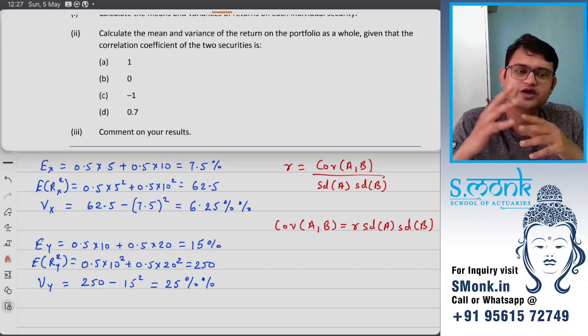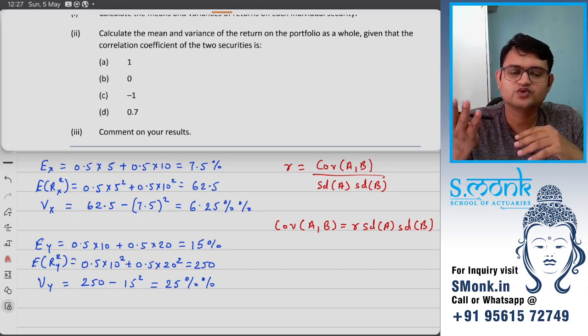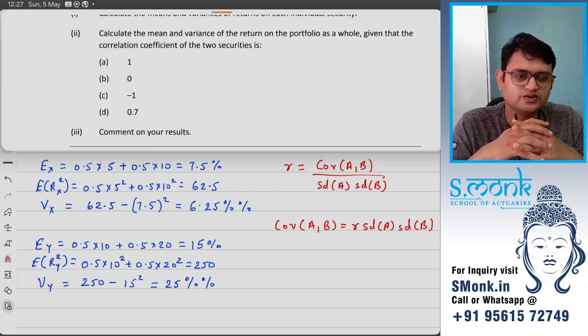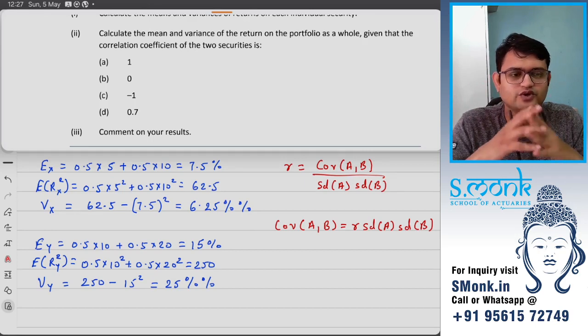Like if I say a toothpaste company like Colgate and Tata Steel, they don't have anything to relate to. So they don't have correlation between them. Their stocks are not related to each other.